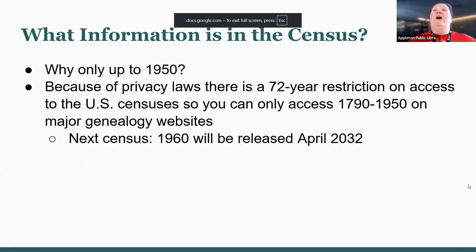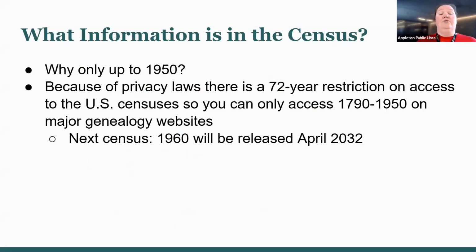Well, you might be wondering why only up to 1950? Because there's a privacy law in the United States. They have a 72-year restriction on access to the US censuses. So right now, we as genealogists can only access 1790, which is the first US census, all the way up to 1950, which was just released a few years ago.